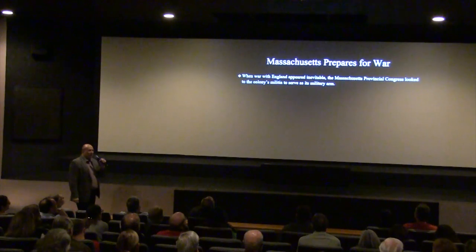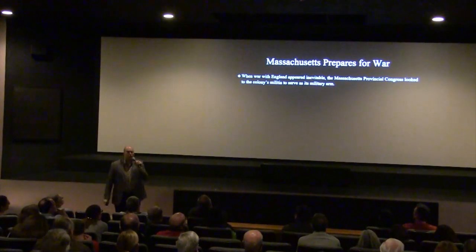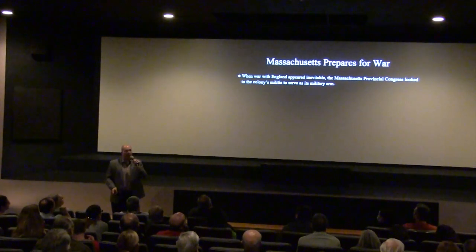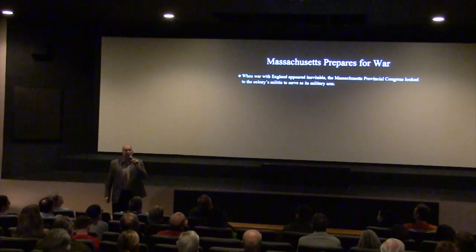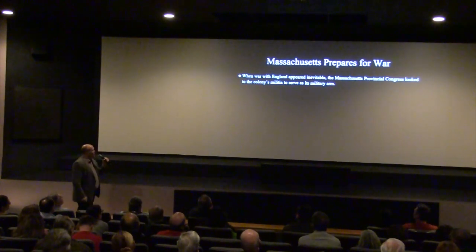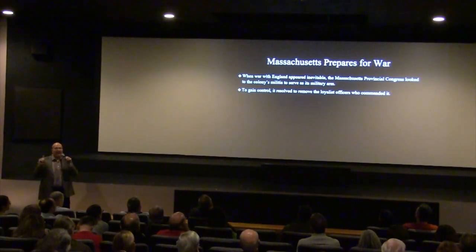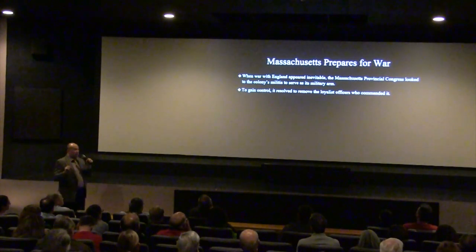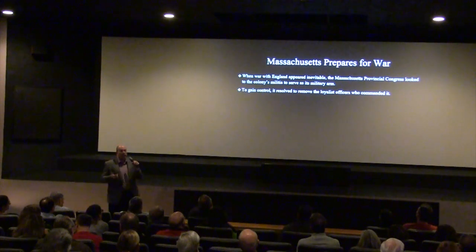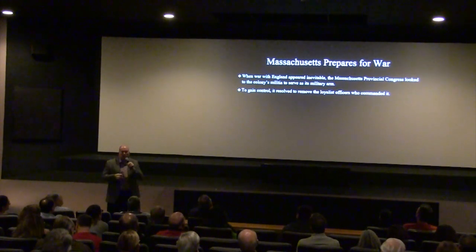The first thing they did was the Massachusetts Provincial Congress said, well, who's gonna fight the war for us if we go to war? They looked at their colony's militia. The militia system was determined to serve as the colony's arm. The first thing they had to do, so they could make this body of troops the starting point for a military, is you gotta get rid of the loyalist officers.